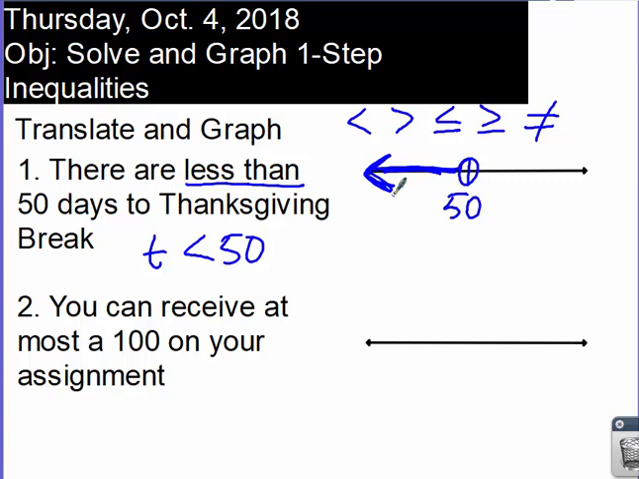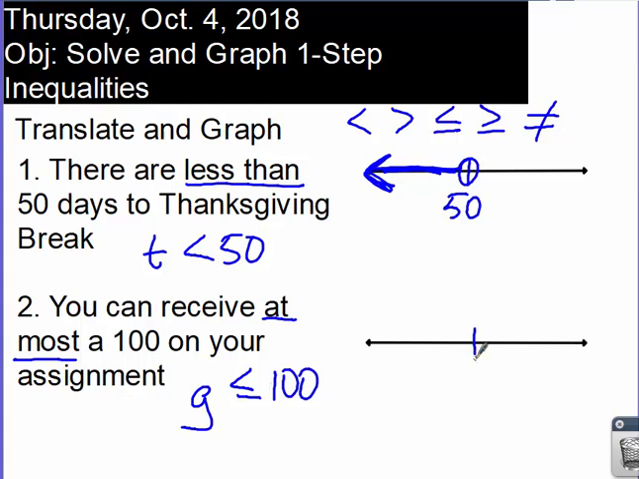Number two, you can receive at most 100 on your assignment. Okay, so again, I choose G for grade. I'd put the 100 down. And now it says you can receive at most. So at most is the key right here. So that means the 100 is actually our top number. It is our maximum. So that means the G has to be smaller than that. Now your grade can be a 100. So that's why we put less than or equal to.